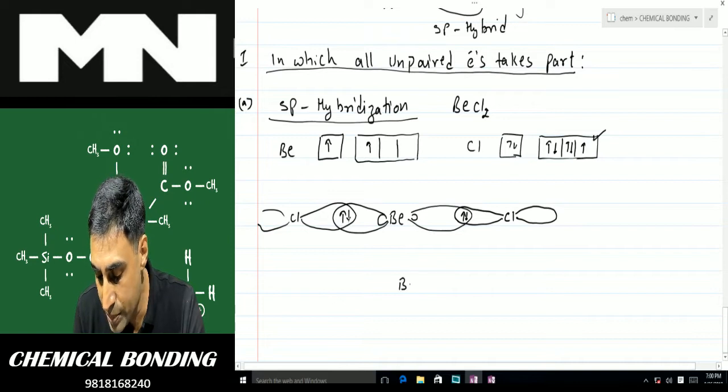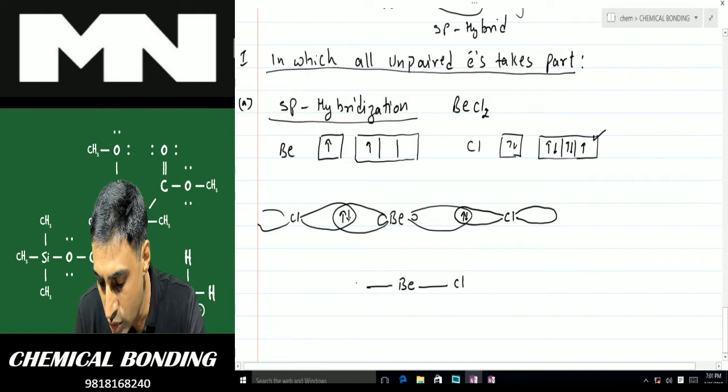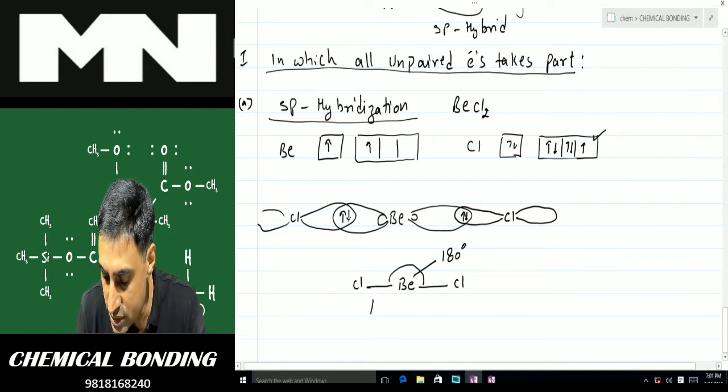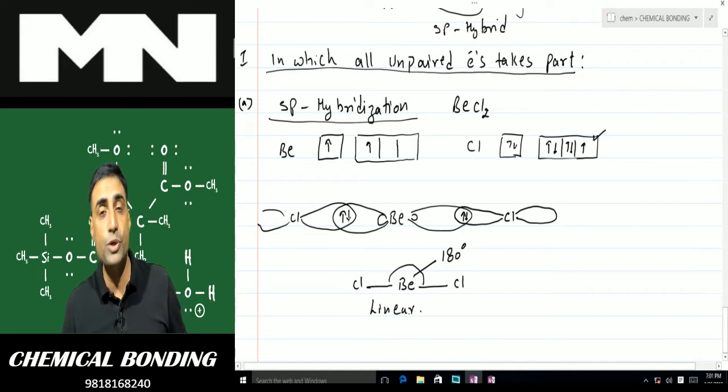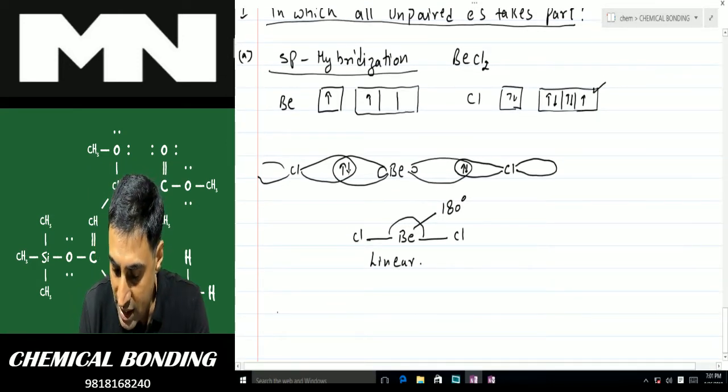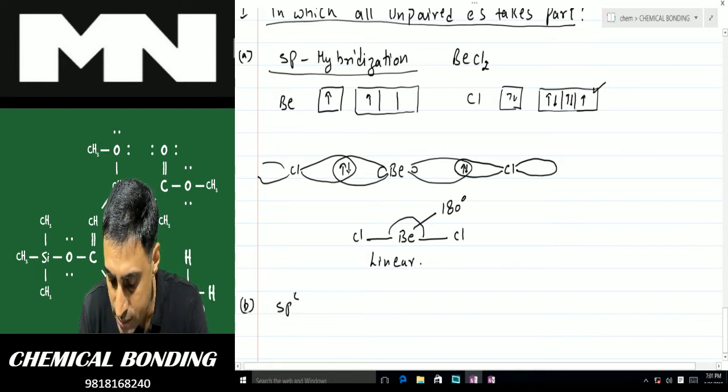So if you have beryllium here, you'll have a single bond to chlorine, and you will see the bond angle is 180 degrees and the structure is linear. So dear student, whenever you have sp hybridization, please remember that the symmetry is linear, the shape of the molecule is linear. Now let us talk about another hybridization, that is sp2 hybridization.